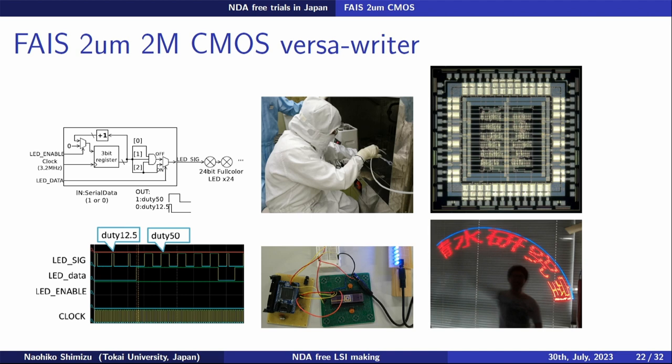And this is a functional block, and the output of the oscillators. And finally, this is an oscillator. We put a series of LEDs, and he can wave the LED to show the laboratory name.